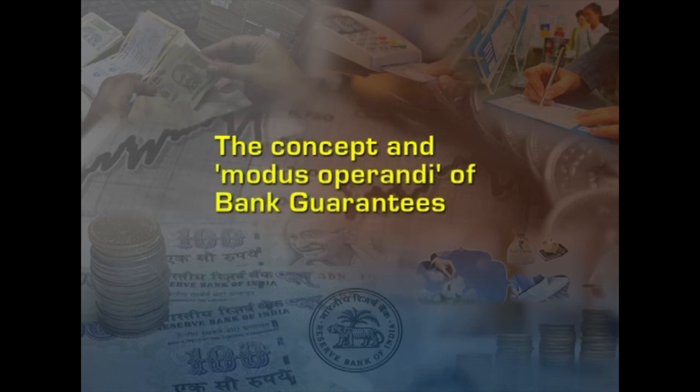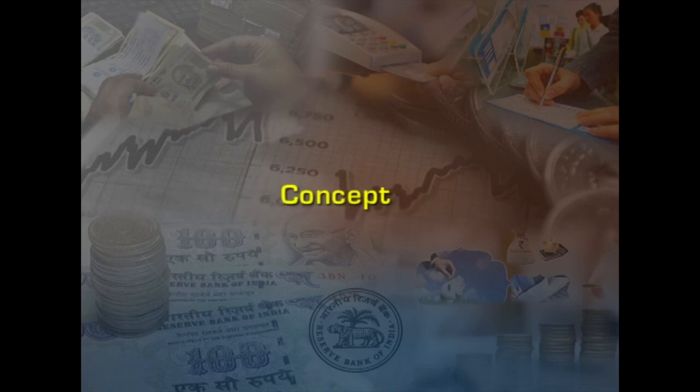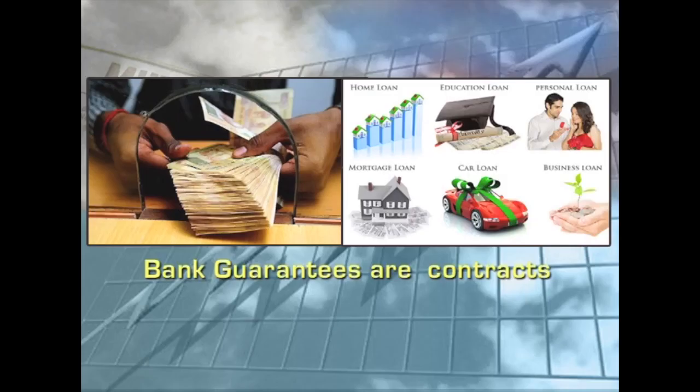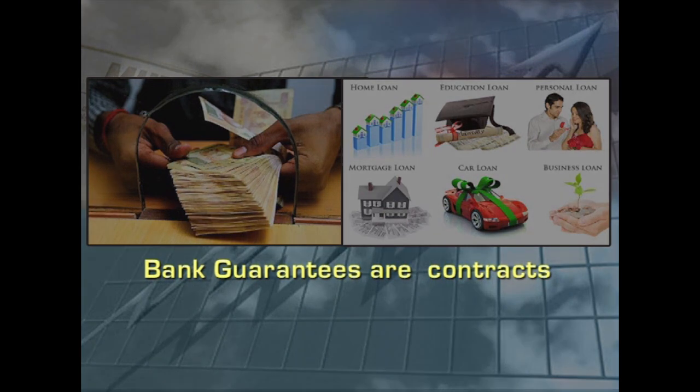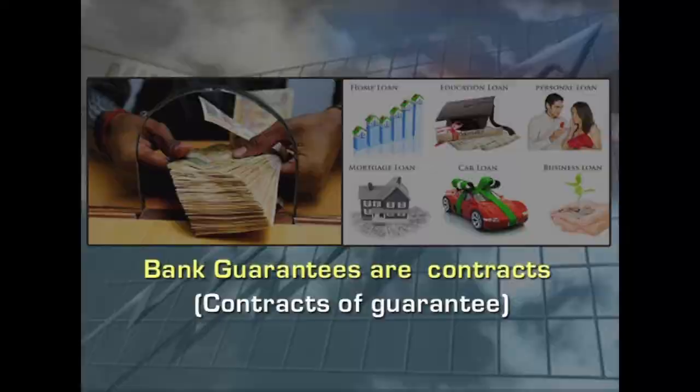Viewers, now we will learn about the concept and modus operandi of bank guarantees. Concept: bank guarantees are contracts and they are also termed as contracts of guarantee. A contract of guarantee is a contract to perform the promises or discharge the liability of a third person in case of a default. It could be for repayment of a debt or performance of a promise.